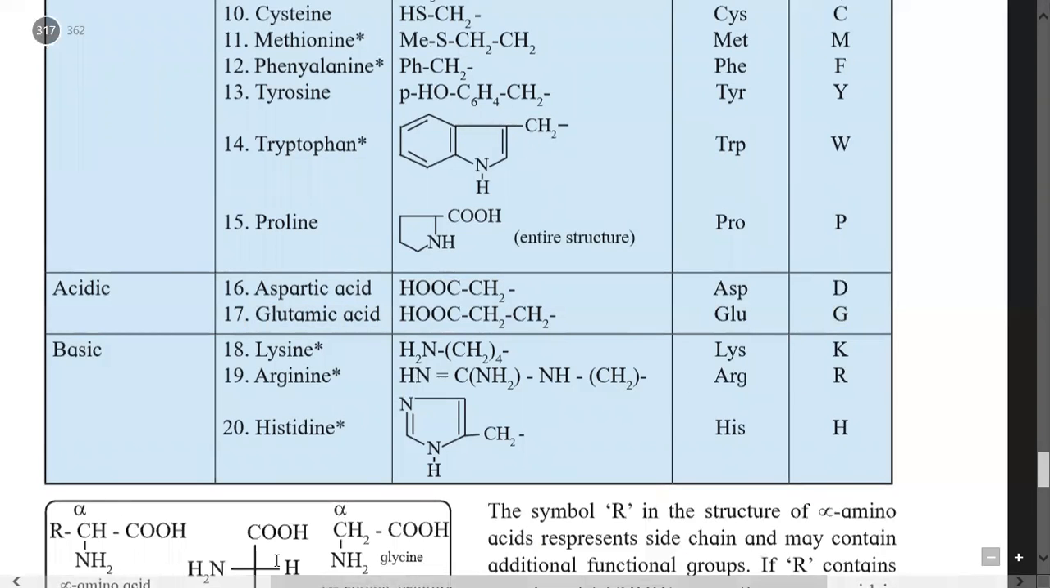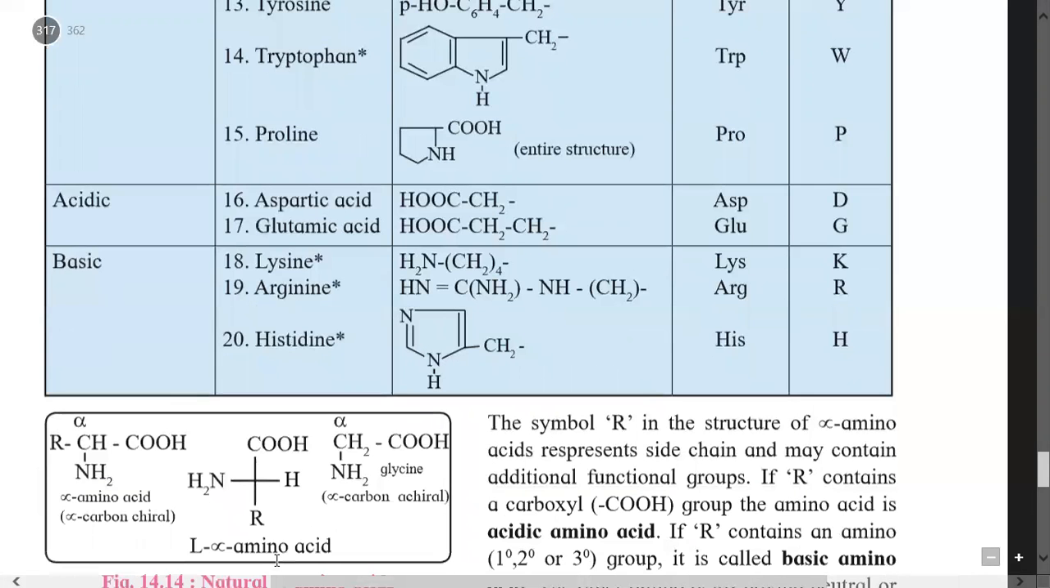Then the next type of amino acid is a basic amino acid. They contain more NH2 group, more amine group than the carboxylic acid groups. Here 3 examples are given: lysine, arginine and histidine. All these are essential amino acids.